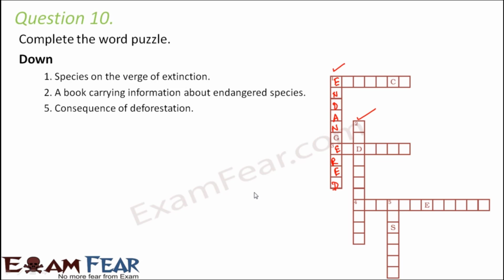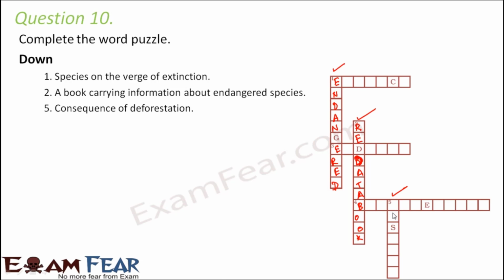2. This is your 2. A book carrying information about endangered species. Just now we spoke about it, the red book. This is your red data book. So why do we have this book? So that we know which are the endangered animals and we can take special care of them so that we can conserve them.